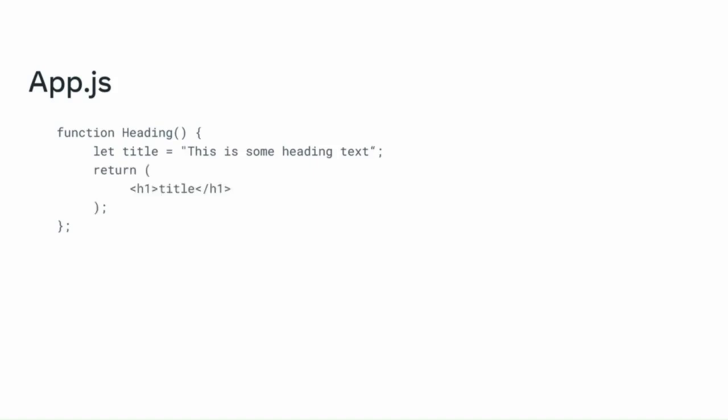Now you're ready to create the return statement of the function. Inside the parentheses of the return, insert a heading 1 tag and inside it, place the variable named title. To make React evaluate the title variable, you need to place it inside curly brackets. If you didn't use curly brackets, you'd get the word title instead of "this is some heading text."